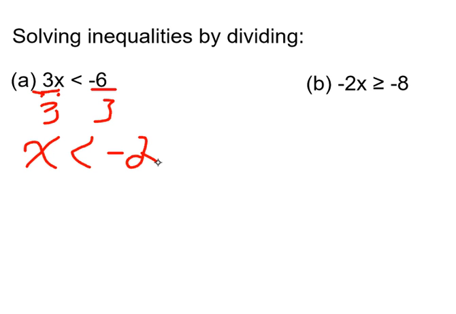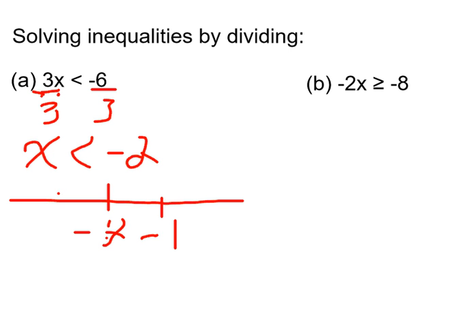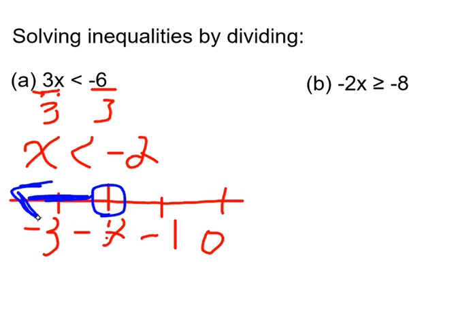And then, of course, because it's an inequality, we're going to graph that. So we're going to graph x less than -2. So we're going to make our number line, put our -2, -1, -3, 0, and then because this is less than, we're going to use an open circle, and we're going to go anything less than -2. So let's look at the second example.